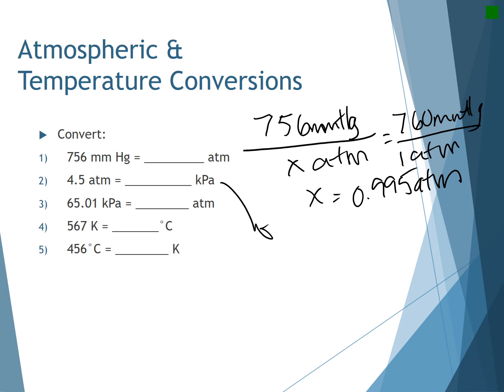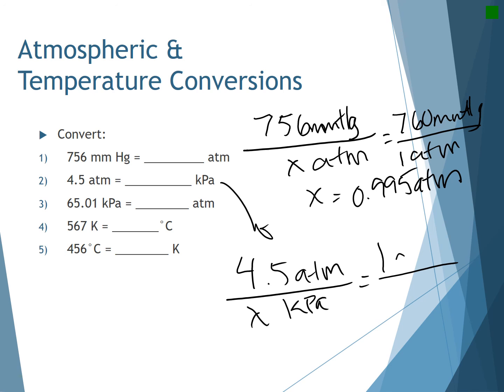Okay, for 4.5 atmospheres, and I want to know kilopascals, I'm going to set up a proportion again. You're always going to be setting up proportions for these pressure conversions. 4.5 atmospheres over X kPa is going to be proportionally equal to 1 atmosphere for every 101.3 kPa. So once again, you butterfly cross, or whatever you guys say, I say cross multiply, and you round to sig figs, you get X equals 460 kilopascals.